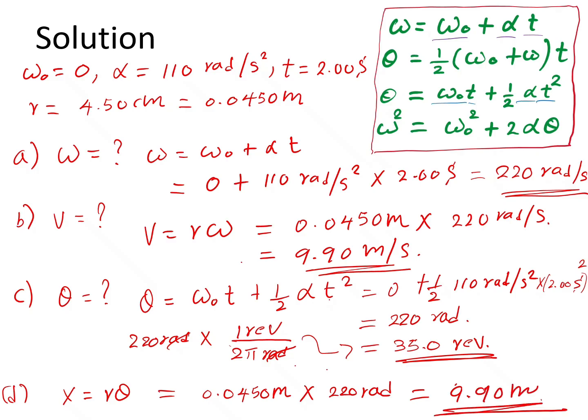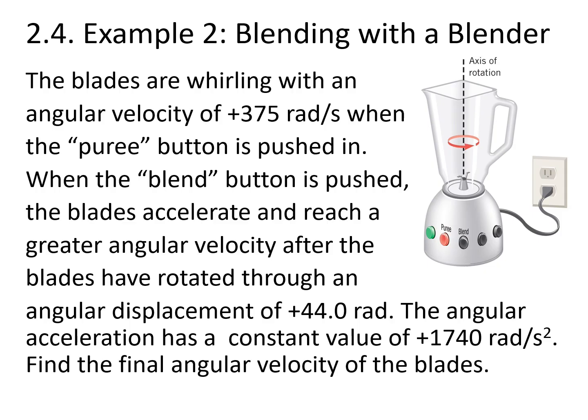Now let us solve a second example where time is not given but angular displacement is given. In this example, the blender blades are already rotating with an angular velocity of 375 radians per second when the puree button is pushed. When the blend button is pushed, the blades accelerate with a constant angular acceleration of 1740 radians per second squared. During this acceleration, the blades rotate through an angular displacement of 44 radians. We need to find the final angular velocity of the blades.